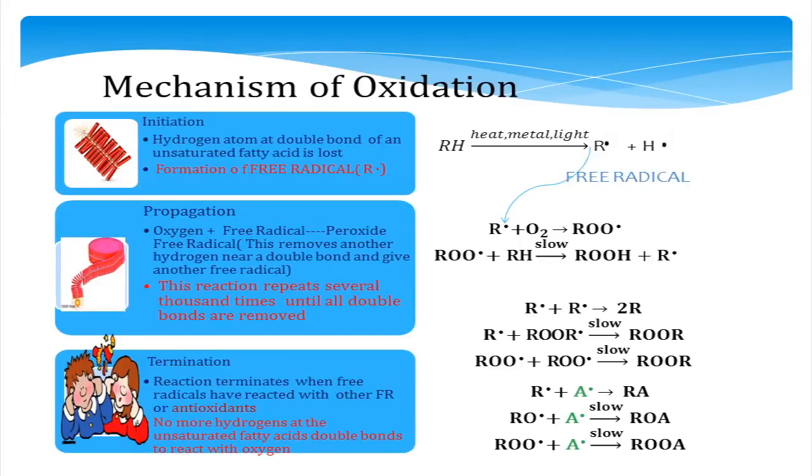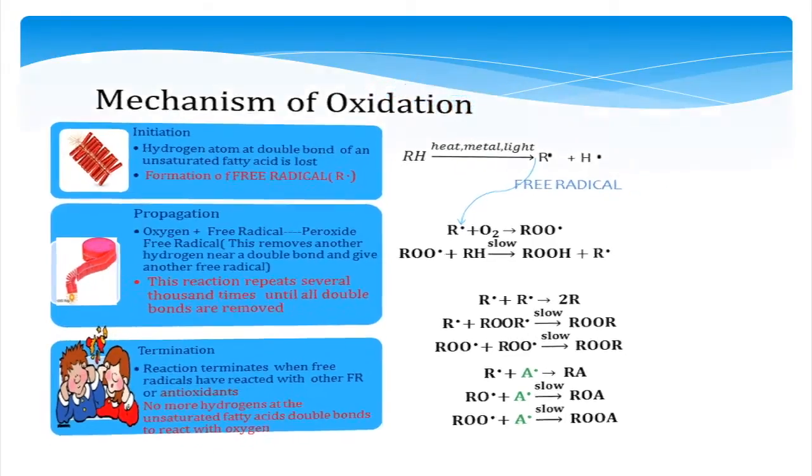The formed free radical reacts with oxygen to form a peroxide free radical. This again breaks into a double bond to form another free radical. This reaction repeats several thousand times. Finally, the reaction comes to an end when the free radical reacts with antioxidants.